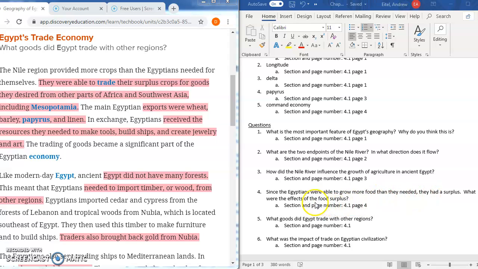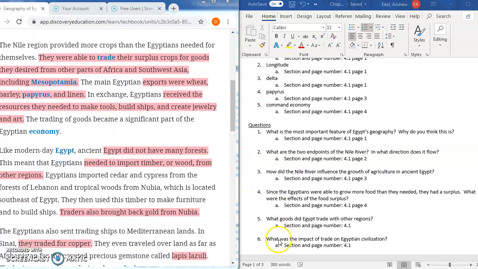So that definitely tells us what were the effects of the food surplus. They were able to trade. And what goods did Egypt trade with other regions? Well, it gives us that. This is what exports are. Exports are the things that the Egyptians are trading out to other places. Exports, kind of like exits, means that you are going out. And then they were trading for, aka receiving, resources they needed to make tools, build ships, and create jewelry and art. So let's continue. Now we're looking for the answer to number 6.